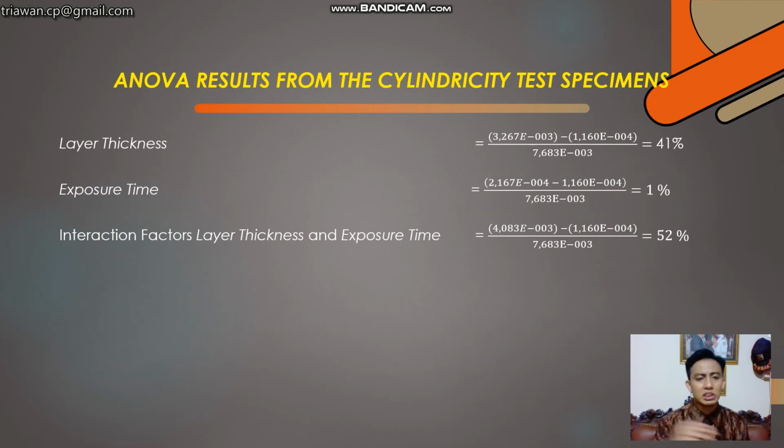The layer thickness has an effect of 41%, and exposure time has 1%, and the last one is the interaction factor of layer thickness and exposure time, which has 52%.